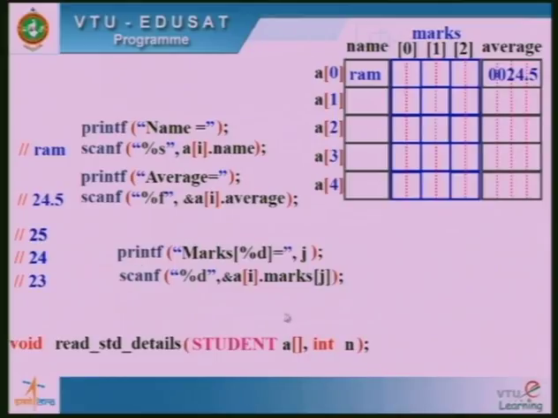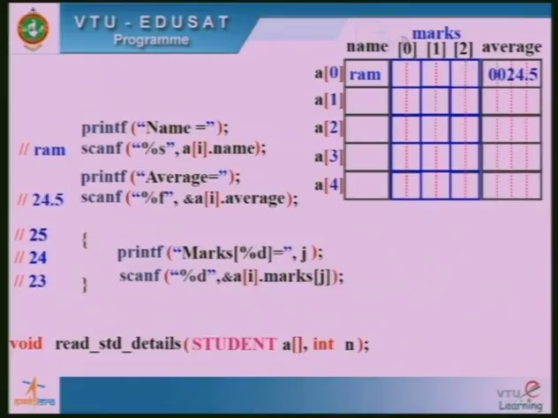Remember, execution of these two statements should be done repeatedly, so enclose them within braces like this. Why do we have to repeat the execution? Because we have to read how many marks? 3 marks. So what should be the initial value of j? The initial value of j will be 0, next j will be 1, j will be 2, and so on.